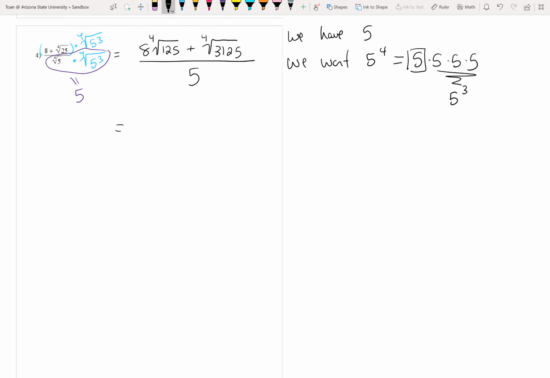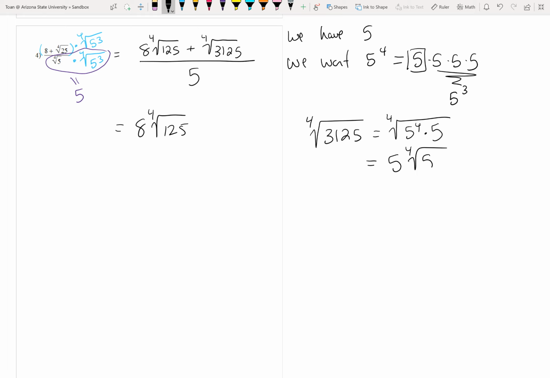Now it's time to simplify those radicals. Well, the fourth root of 125, we know it doesn't simplify because we are the one who injected it. So I know that this one stays the same. We need to simplify the fourth root of 3125. Well, I know that 3125 is just 5 to the 4th times 5. And then the fourth root of 5 to the fourth is just 5. So that simplifies to 5 times fourth root of 5.